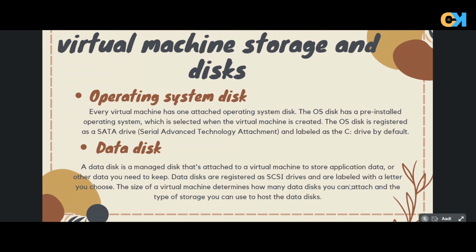Next is the data disk. A data disk is a managed disk that is attached to a virtual machine to store application data or other data. Data disks are registered and are labeled with the letter we choose. The size of a virtual machine determines how many data disks we can attach and the type of storage we use to host the data disk.